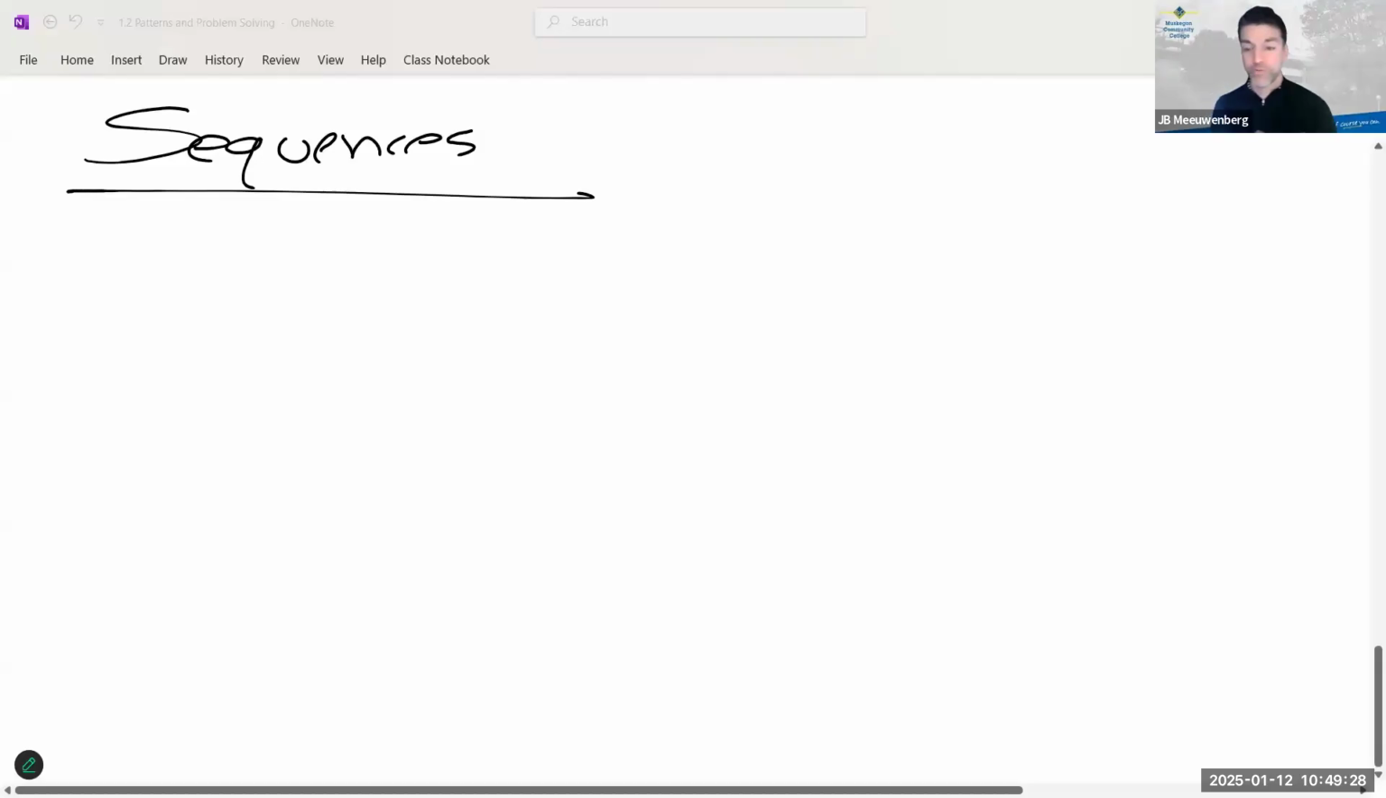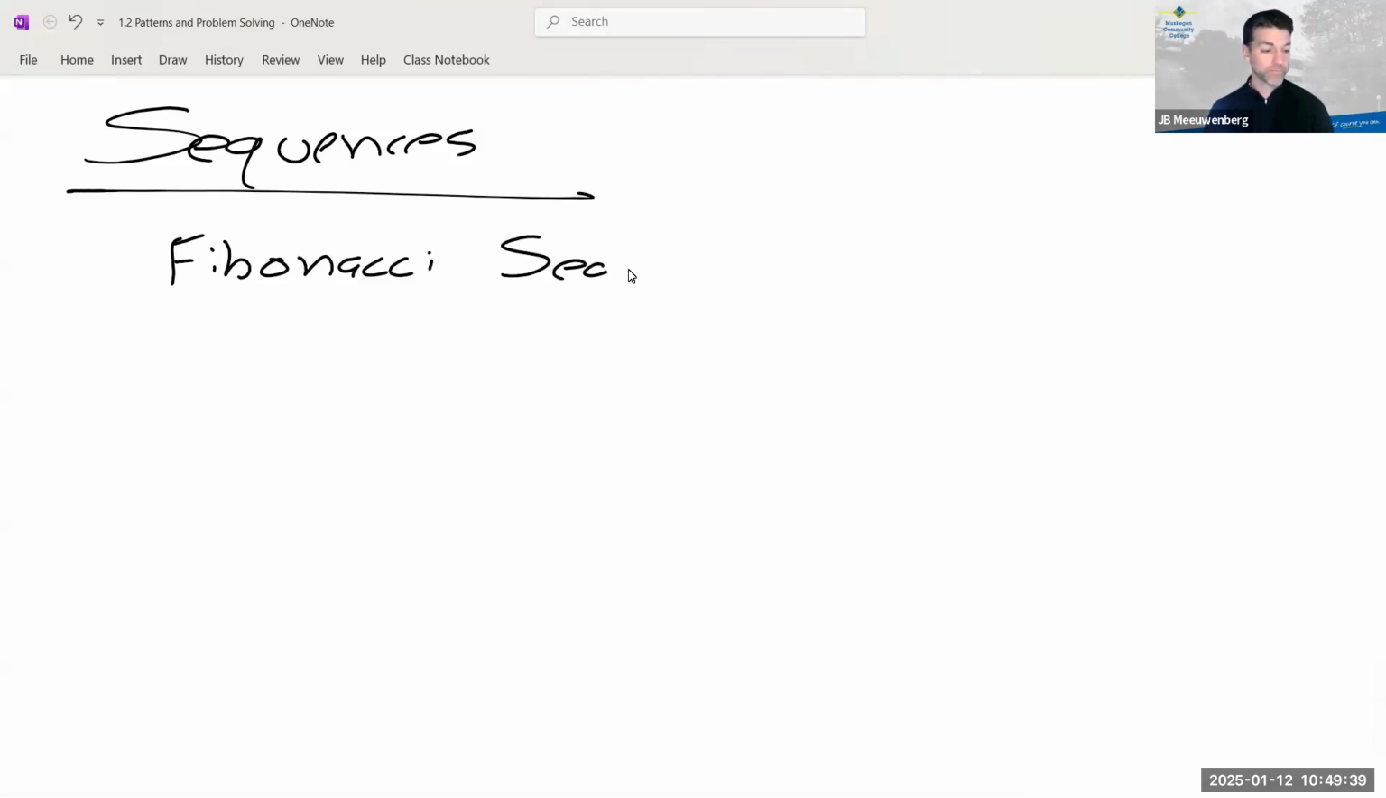So we're going to talk about some different number sequences here. And the first one is maybe my favorite. It's absolutely one of my favorites. And maybe it's something that you have heard of. It is called the Fibonacci sequence.